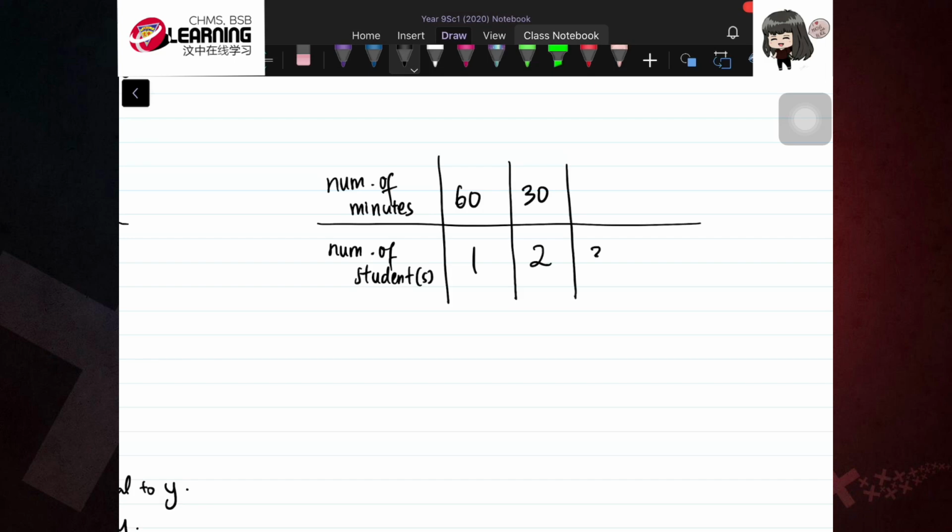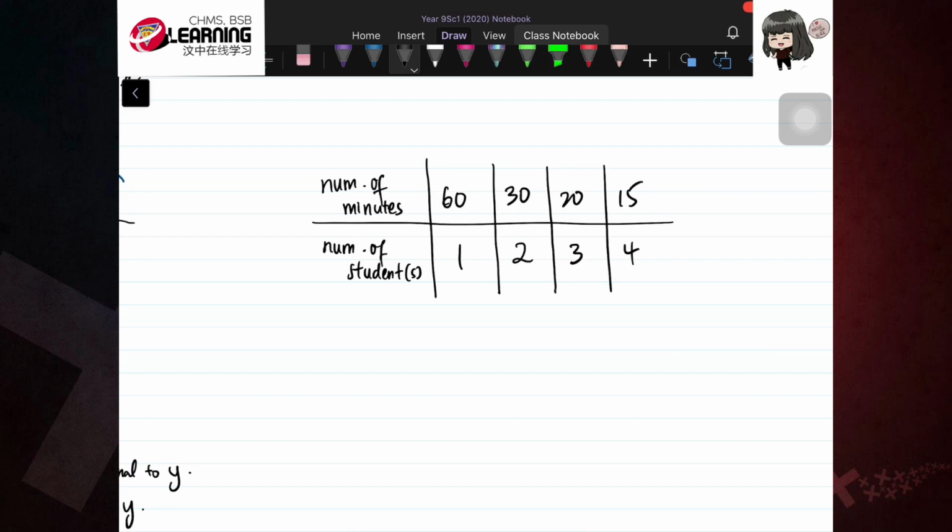If we have another helper, 3 students, it will become 20 minutes. The time is decreasing again. With 4 students, we have 15 minutes to clean up the classroom. So the more students to help out, the less time to clean up. From here, we can find our constant. Let's say the number of minutes is x and the number of students is y.